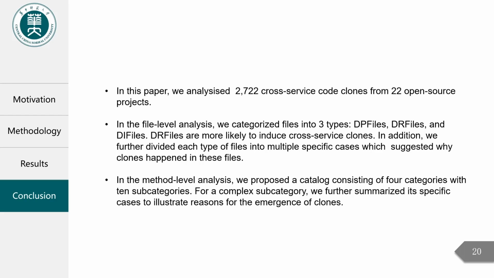In addition, we further divided each type of file into multiple specific cases, which suggested why clones happen in these files. In the method-level analysis, we proposed a catalog consisting of 4 categories with 10 subcategories. For a complex subcategory, we further summarized its specific cases to illustrate reasons for the emergence of clones.